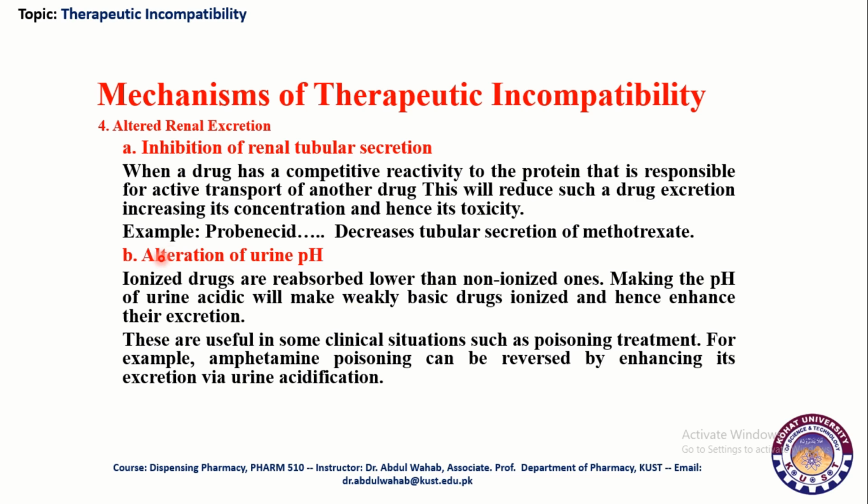So if there is decreased tubular secretion, then there will be increased concentrations in the body. Alteration of urine pH. Ionized drugs are reabsorbed less than non-ionized ones, so making the pH of urine acidic will make weakly basic drugs ionized and hence enhance their excretion. These are useful in some clinical situations, such as poisoning treatment. For example, amphetamine poisoning can be reversed by enhancing its excretion via urine acidification.